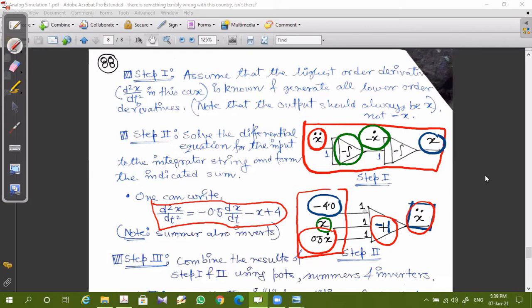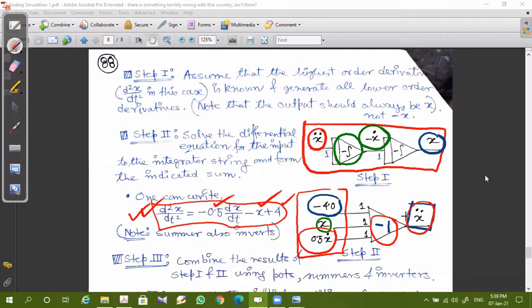-4, -1, +4, check. Plus x, -1, minus x, check. 0.5 x dot, -1, minus 0.5 x dot, check. So this will result in x double dot signal with proper signs, and that conforms to this equation that we want to solve. This is actually the equation that we want to solve.